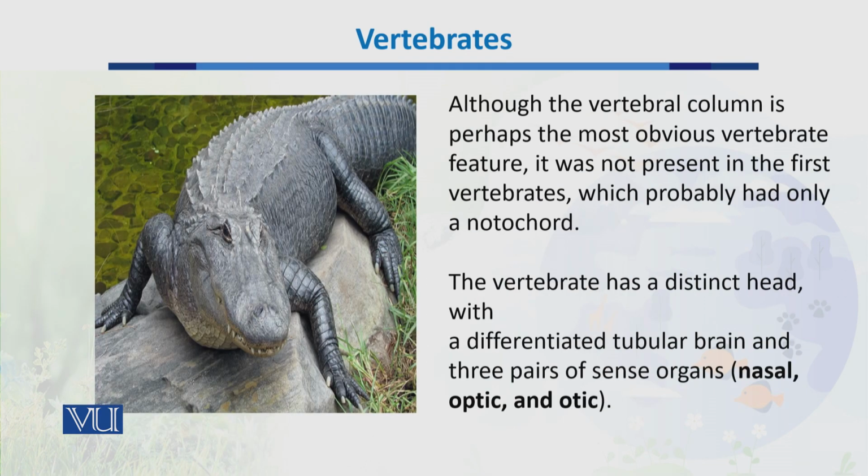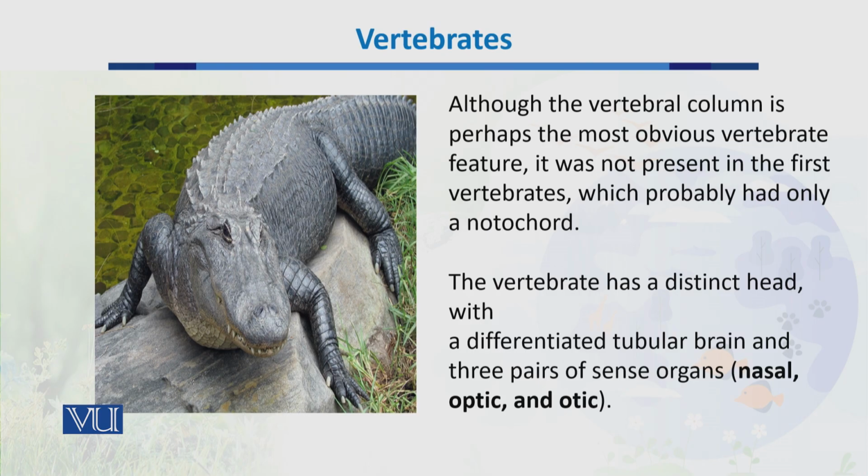Although the vertebral column is perhaps the most obvious feature of the vertebrates, it is absent in the earlier vertebrates, or the early form of vertebrates, where the notochord is present. So in the higher vertebrates, that notochord is now absent, and the backbone has taken its place.